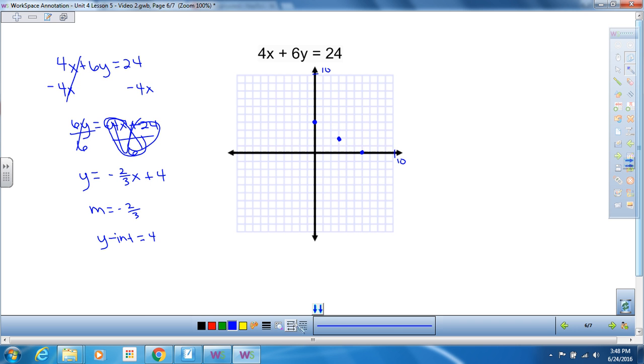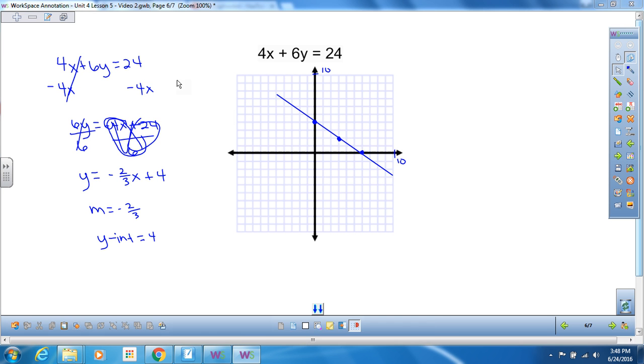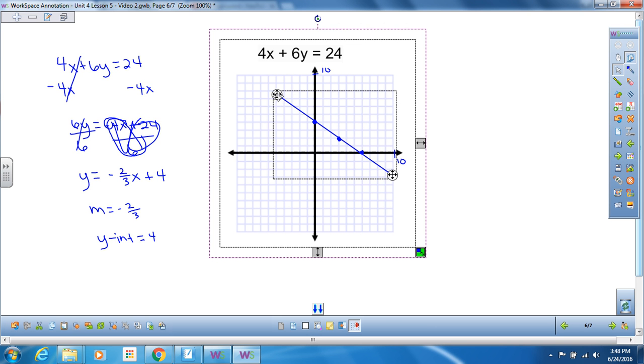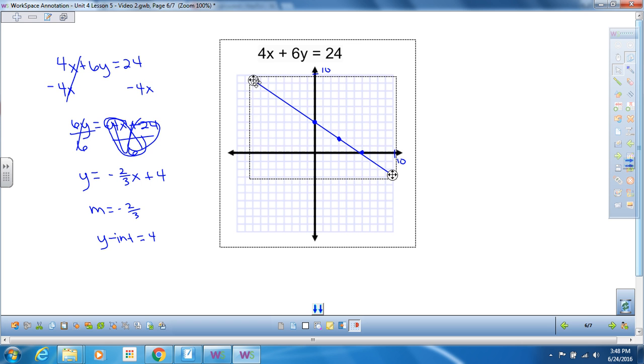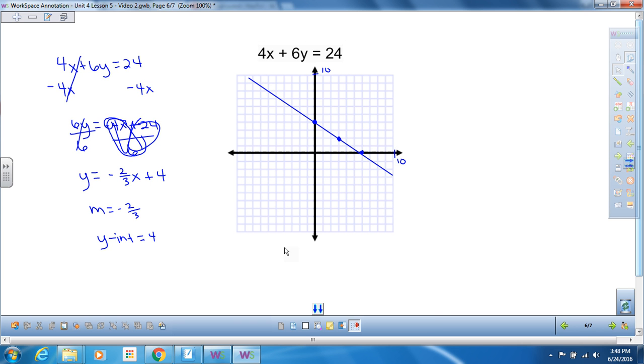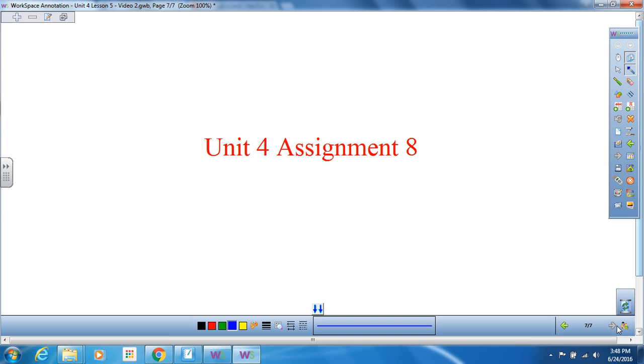Okay. Connect those with a line. And make it all the way through your graph, put your arrows at the end, and we're done. Okay, Unit 4, Assignment 8.